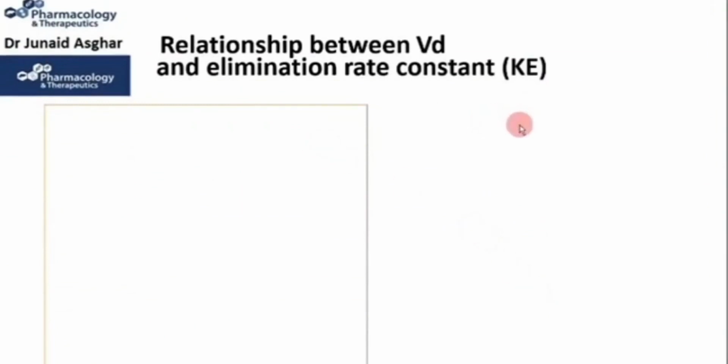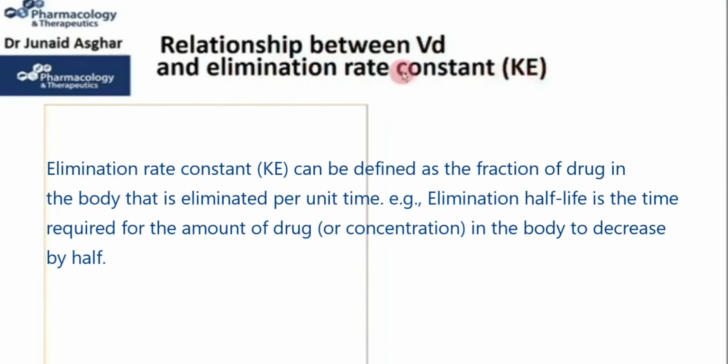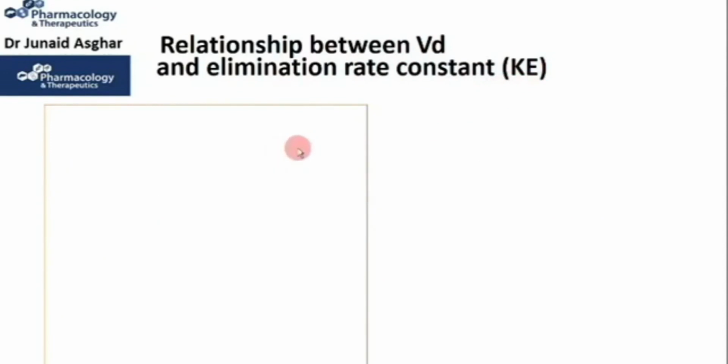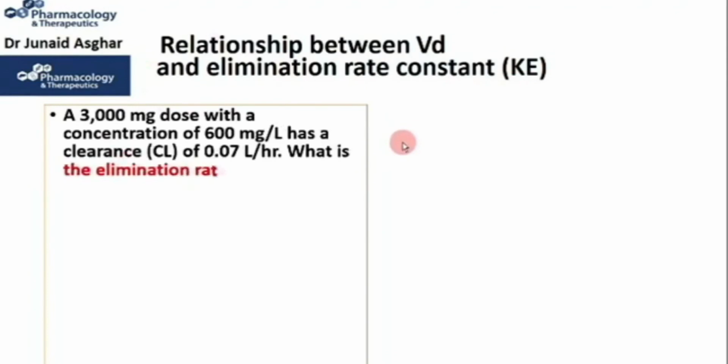So here I will introduce you to another formula which will relate VD to the elimination rate constant, or Ke. Now, elimination rate constant is another pharmacokinetic parameter. So let's explain it with an example or a question. A 3000 milligram dose with a concentration of 600 milligram per liter has a clearance of 0.07 liter per hour. What is the elimination rate constant?